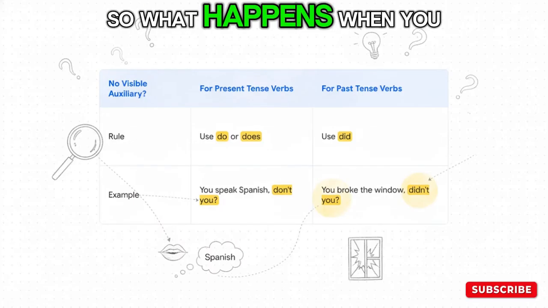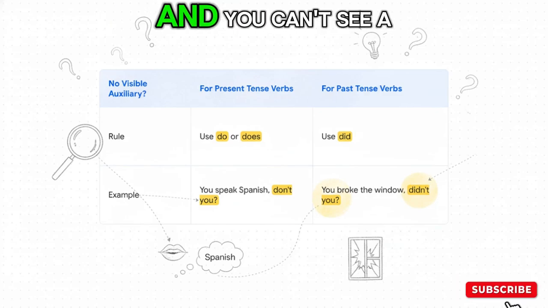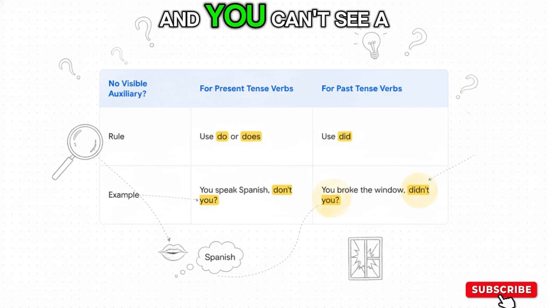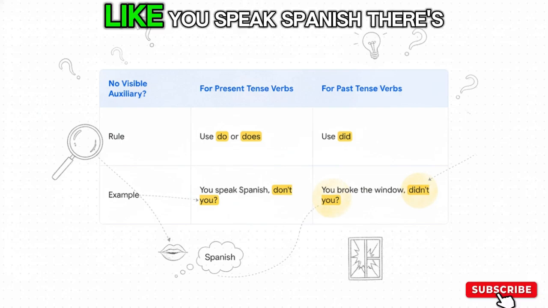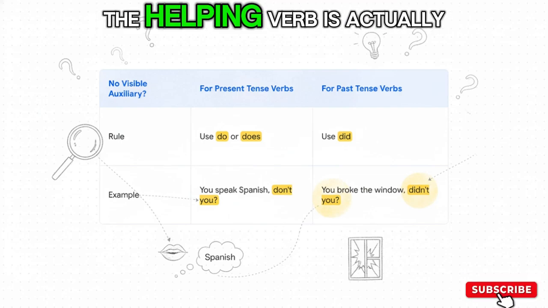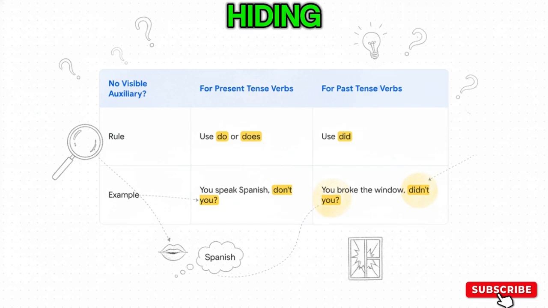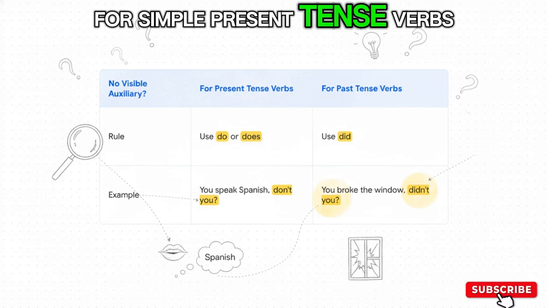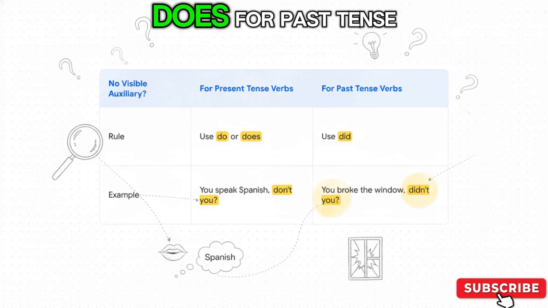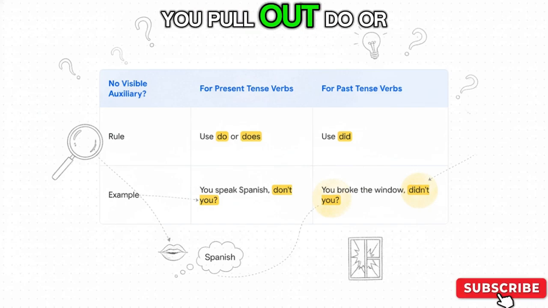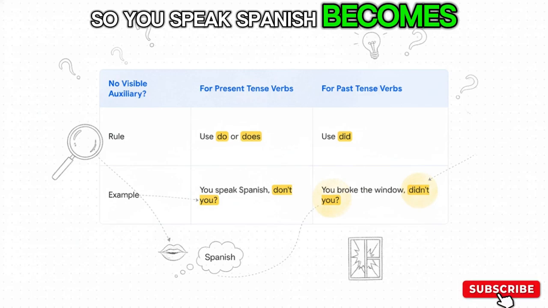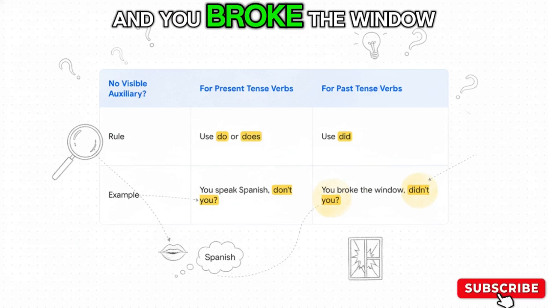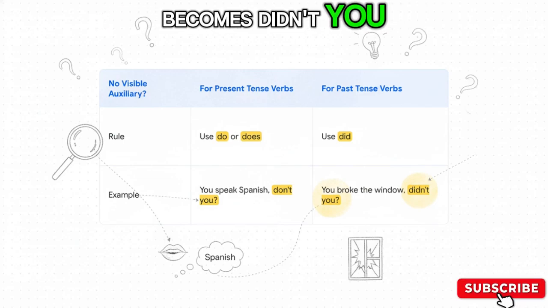Okay, so what happens when you look at a sentence and you can't see a helping verb? Like, you speak Spanish. There's no is or have. Well, in these cases, the helping verb is actually hiding. For simple present tense verbs, you pull out do or does. For past tense, you always use did. So, you speak Spanish becomes don't you? And you broke the window becomes didn't you?